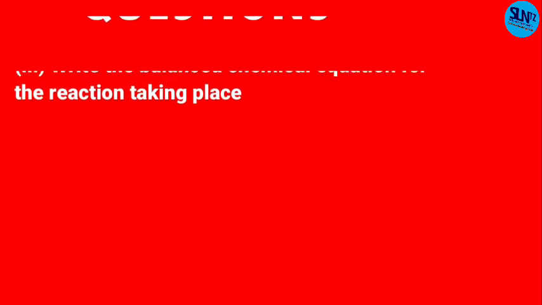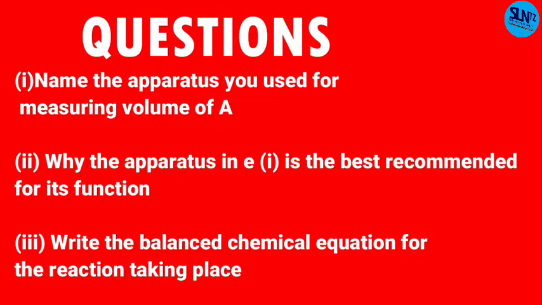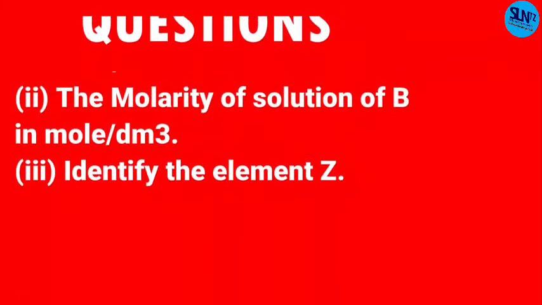Another question, name the apparatus used for measuring the volume of solution A, which is acid, and why you use that apparatus to measure the volume of acid. Write a balanced chemical equation for the reaction taking place between solution A and solution B. Then the last question, calculate 1.